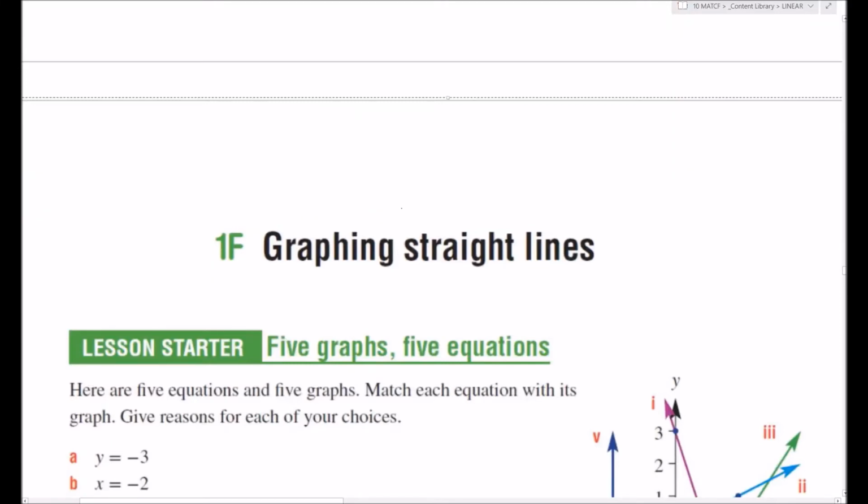Hey guys, welcome to the fourth lesson of our linear unit. In today's lesson, we're going to get into chapter 1F, graphing straight lines. Okay, graphing your straight lines.